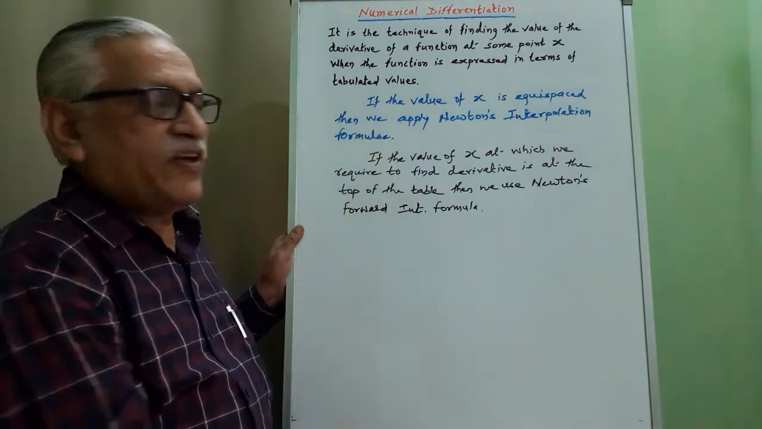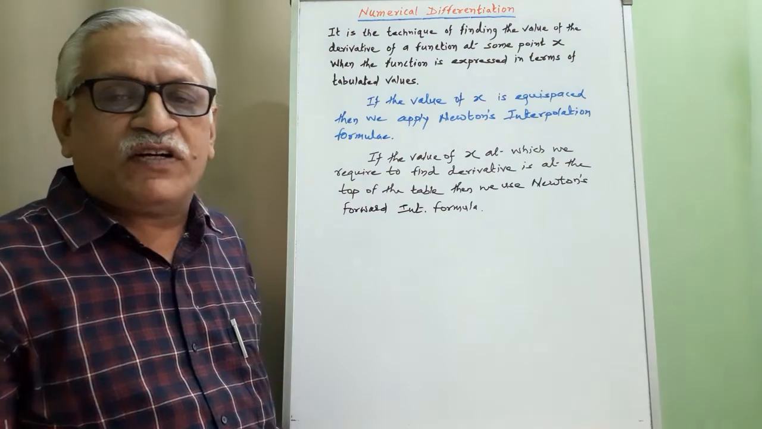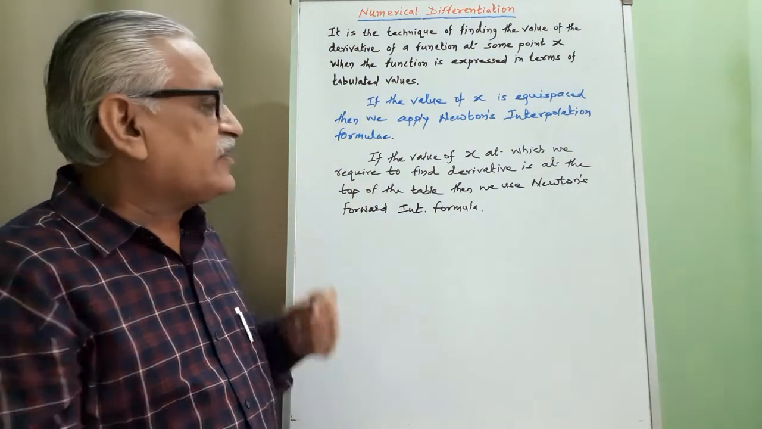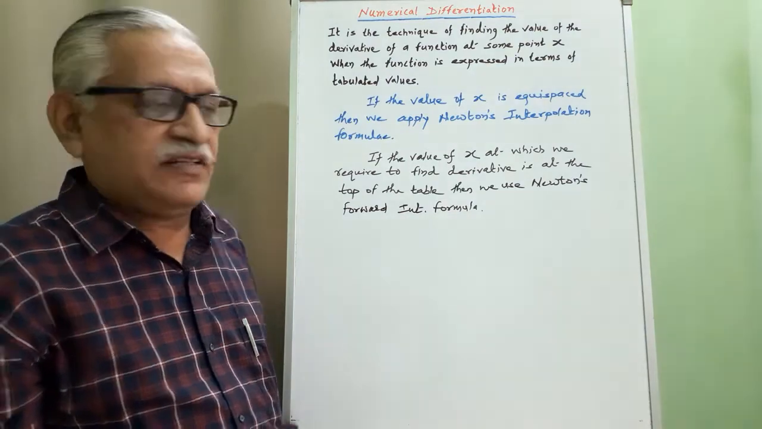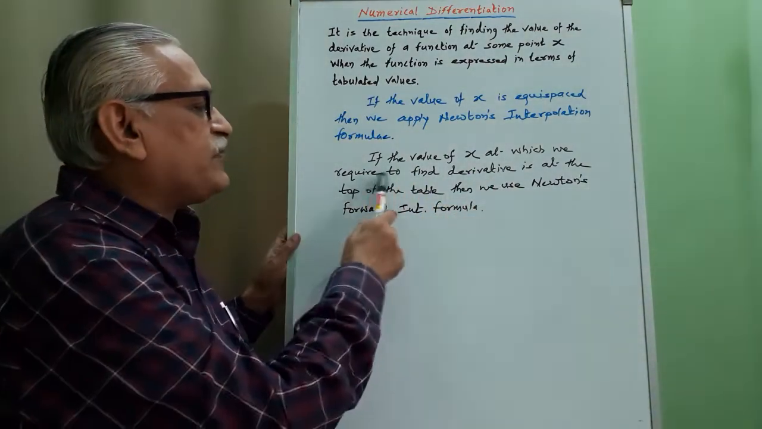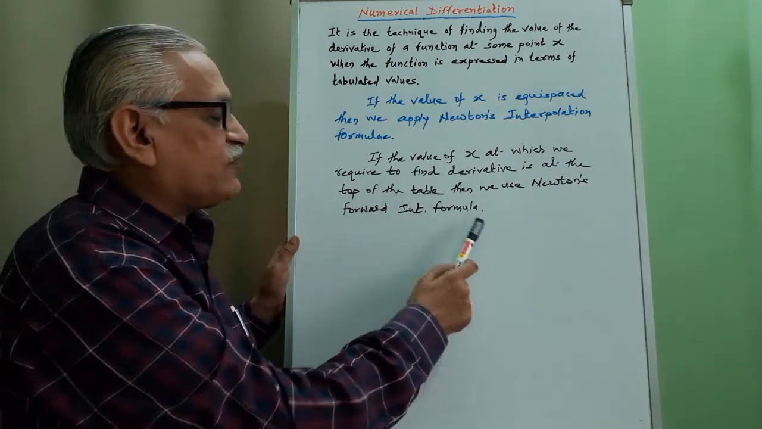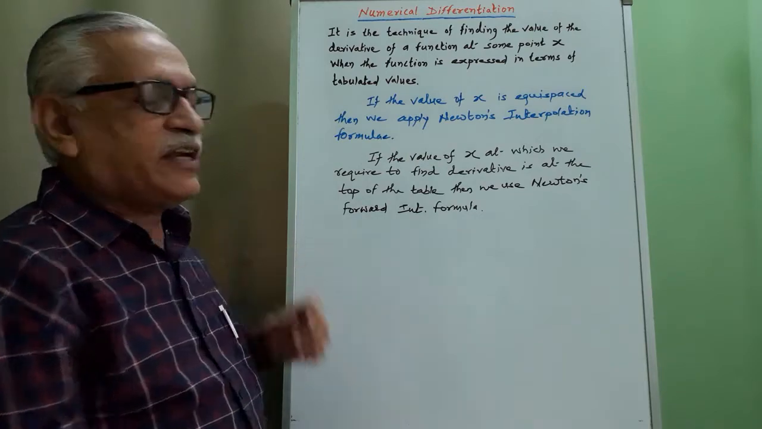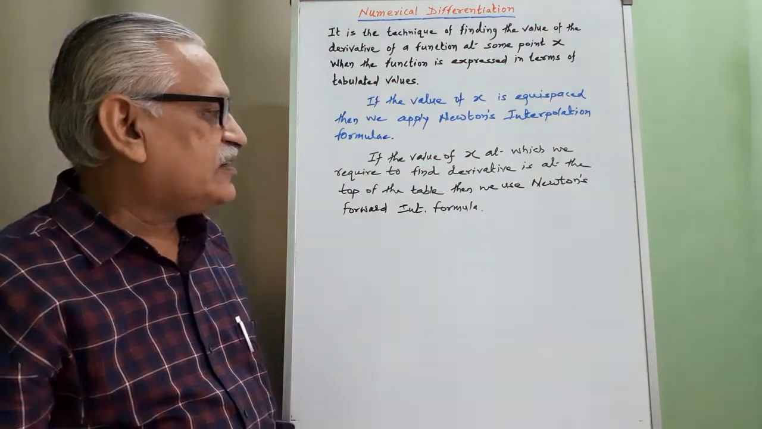If the values of x are equispaced, then we apply Newton's forward interpolation formula. If the value of x is at the top of the table, then we use Newton's forward interpolation formula to find the derivative of the function f(x).